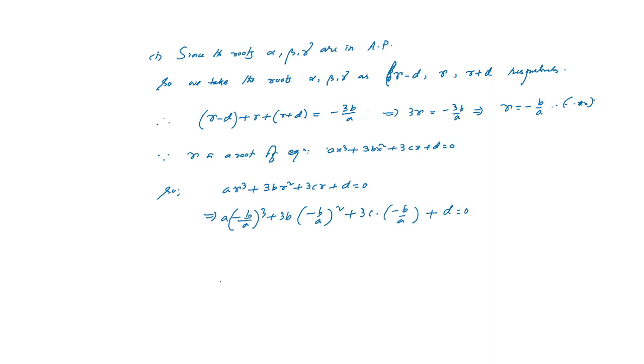So here by simplification, what will we get? 2b cube minus 3abc plus a square d equals 0. So in that way you can solve the problem. You can solve problem number 2.